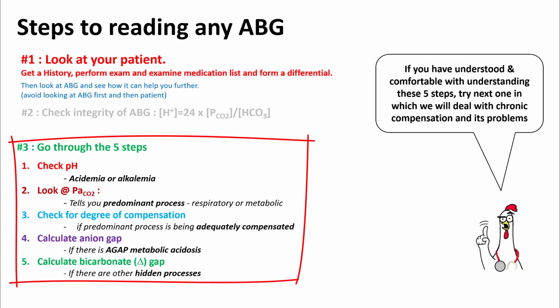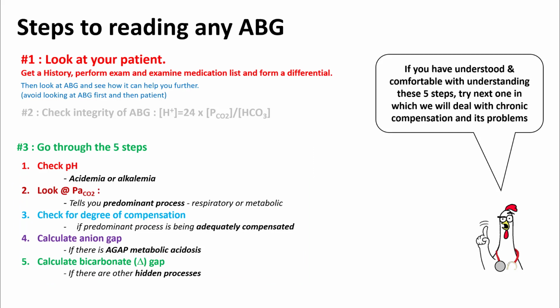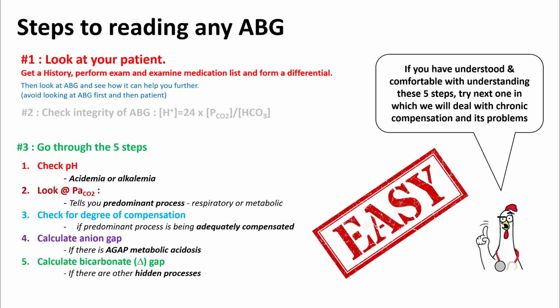So the steps to reading any ABG are to go through the 5 steps, and in this order: look at your pH, then look at your PaCO2. Please do not look at the bicarb, and I want to stress this fact. Check the degree of compensation, then calculate your anion gap, and then calculate your bicarb or delta gap. Keep on practicing these 5 steps on every ABG that you see. And once you get comfortable, go for my next video where we discuss a little bit more complicated topic of chronic compensation. Reading ABG is pretty easy if you follow these 5 steps.